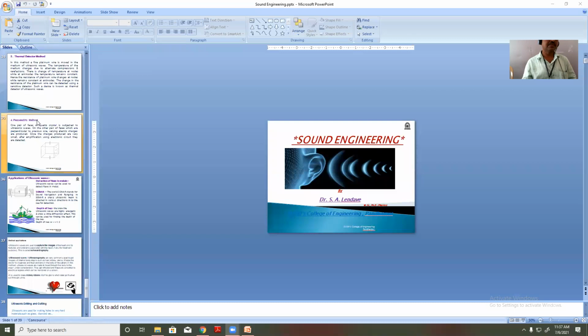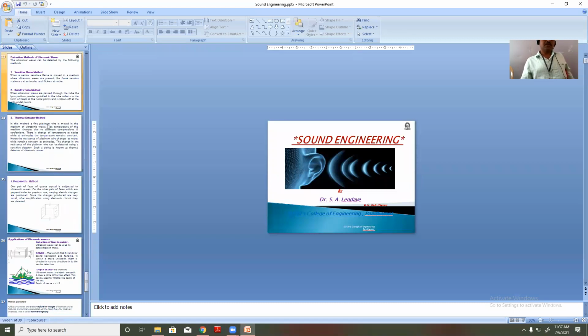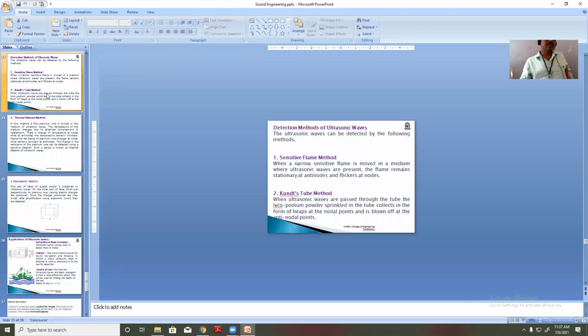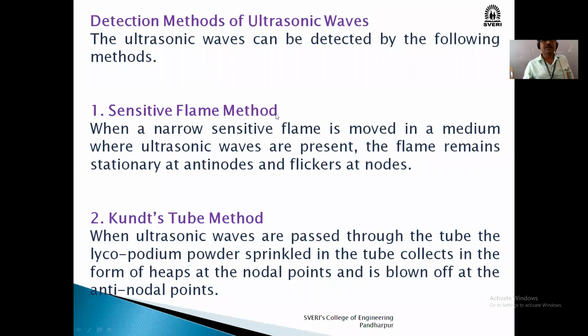The second method is, okay, second method. First one is the sensitive flame method. Second method is, roll number 1. What is the second method used for the detection of ultrasonic waves?